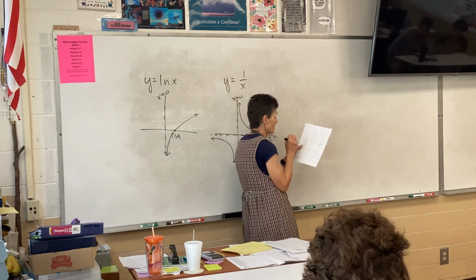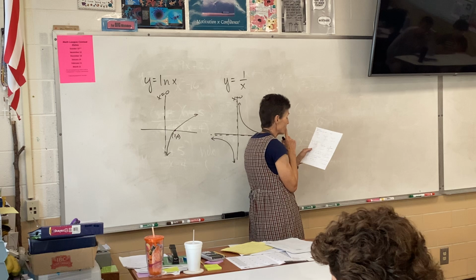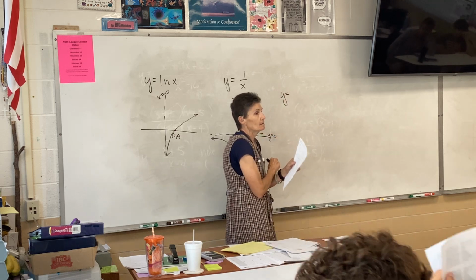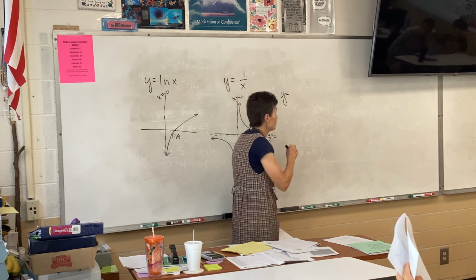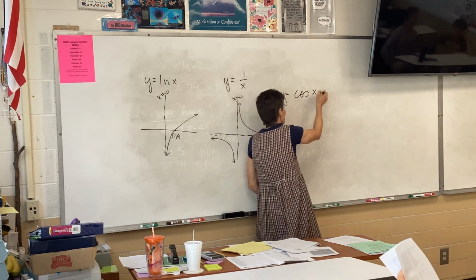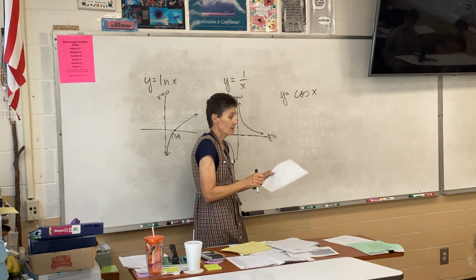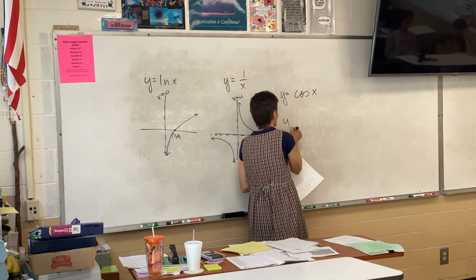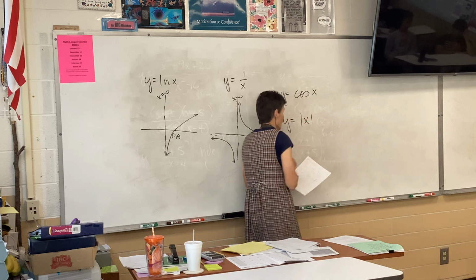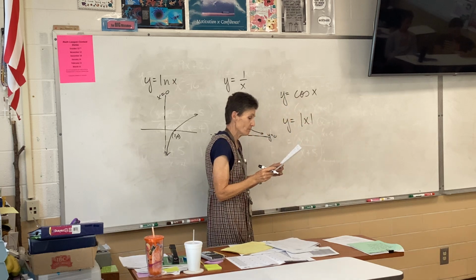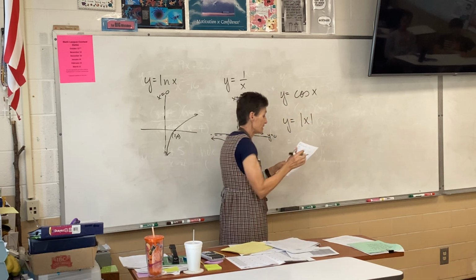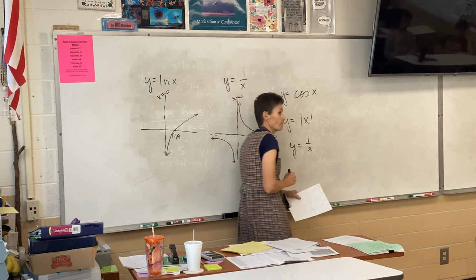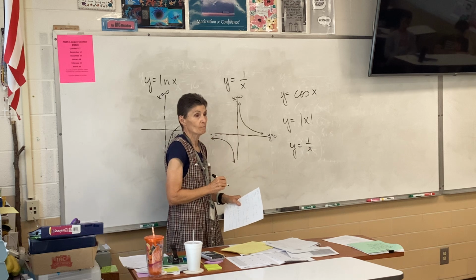All right, number 2, what function is that? I drew the function. Now you're going to write the equation of it. So y equals what for A? That's your cosine. So cosine x, there's your equation. What's the equation for B? Absolute value. Yep, that's your V, absolute value. And then C is 1 over x, your reciprocal function.